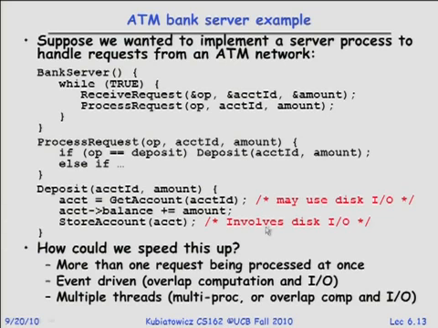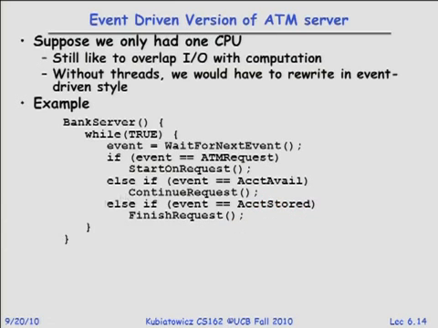So the first thing that we want to try to do is overlap that disk I/O with the actual computation. And if we're not going to use threads, then we have to do something like the following. Now, this may take a few moments to get here, but if you notice, we go into a loop and we say, well, grab the next event, which is going to be on an event queue. If the event is a request coming in, start the request. If the event is the account's available, continue the request. Otherwise, if the event is the account stored, finish the request.